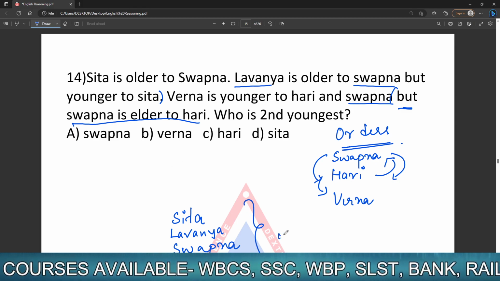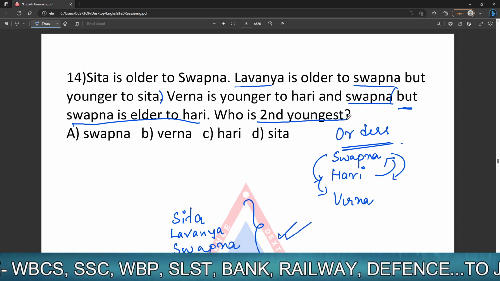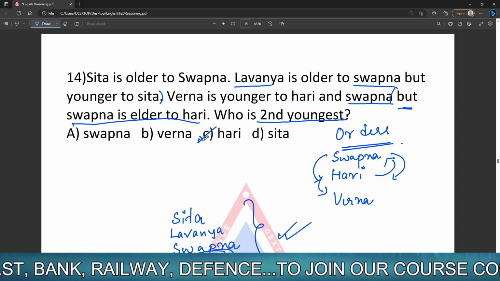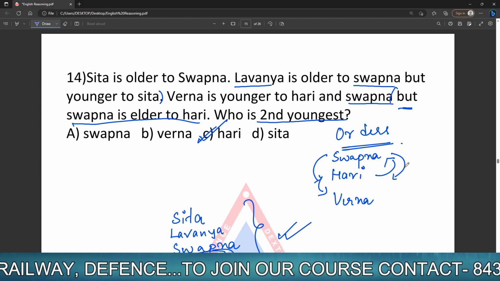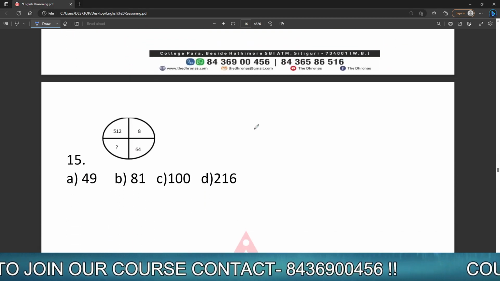Got it? So what does the question require? The question is, who is the second youngest? Second youngest is Hari, option number C. Okay, chalo, next question.